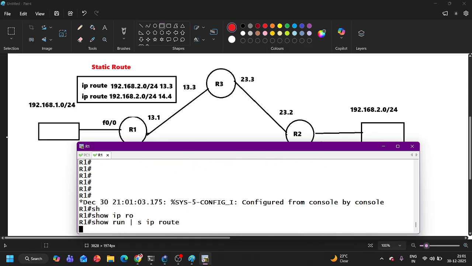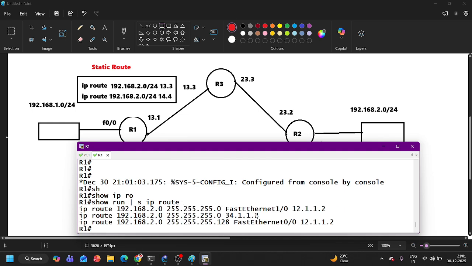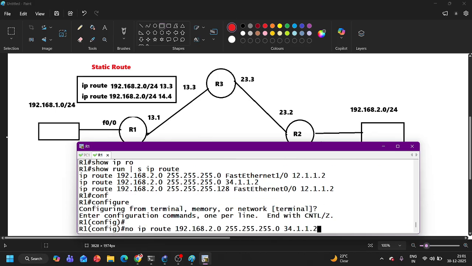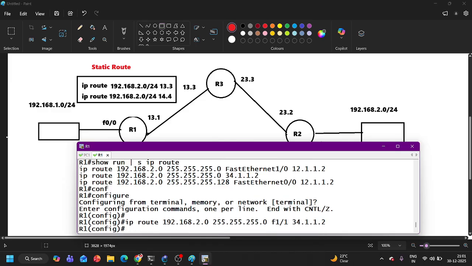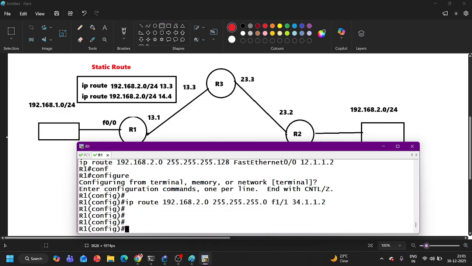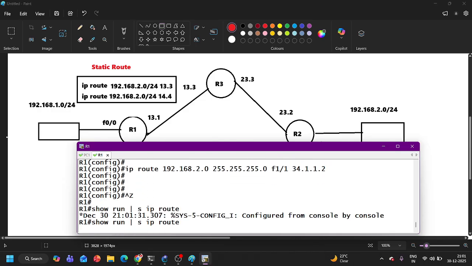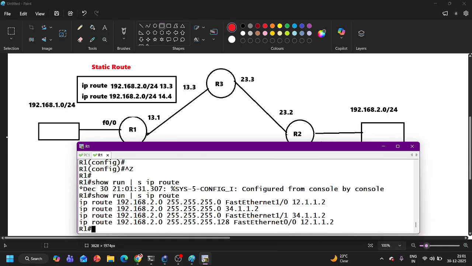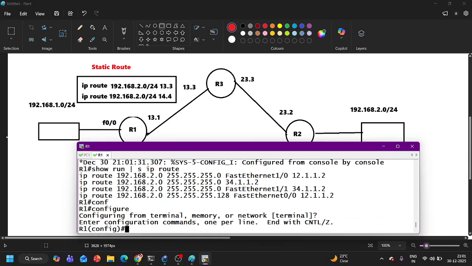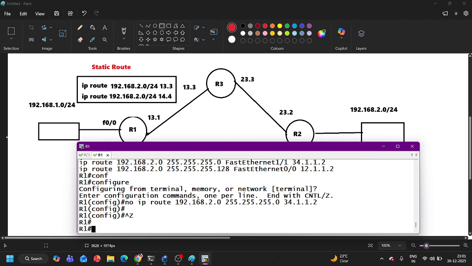Now let me show you the running configuration once again. Just wait, sir. Now see, both are the same. F1/1, no? Yeah, F1/1. See, two entries are the same. Two static route configurations are exactly the same, with different next hop and different exit interface.